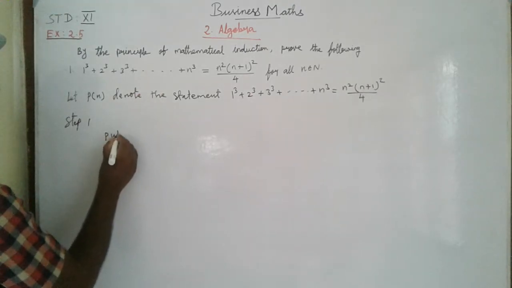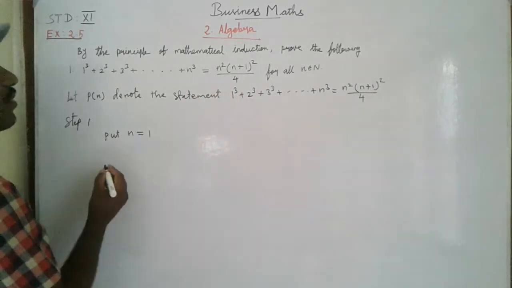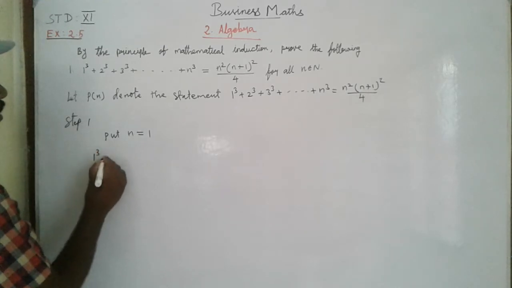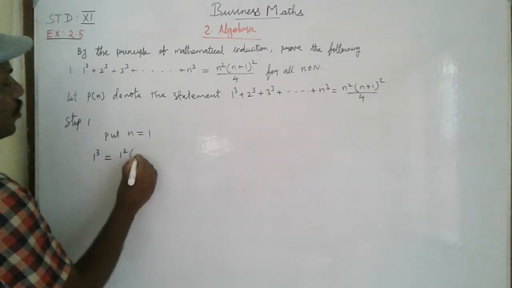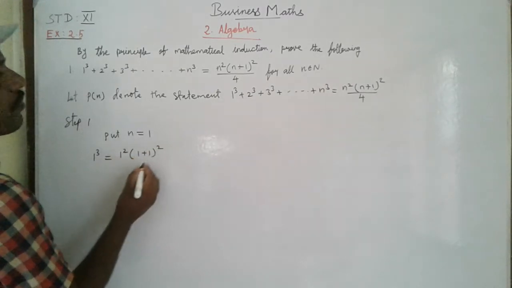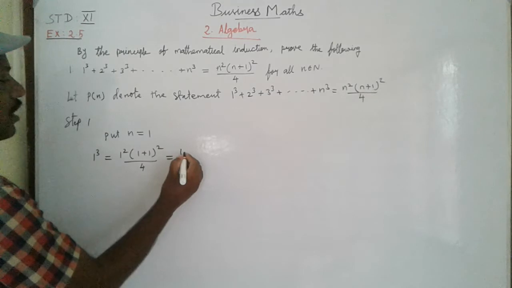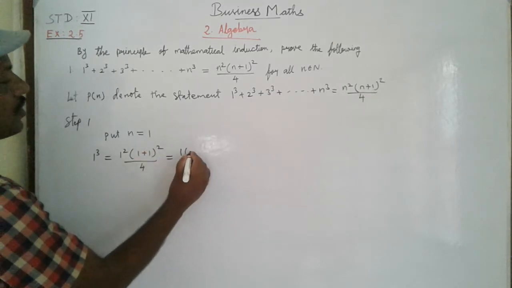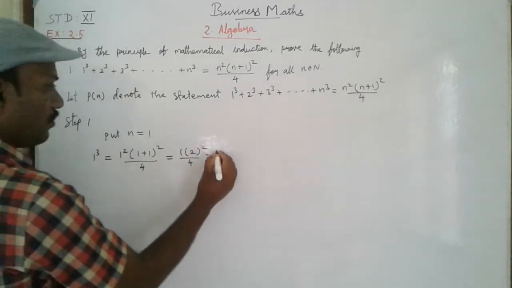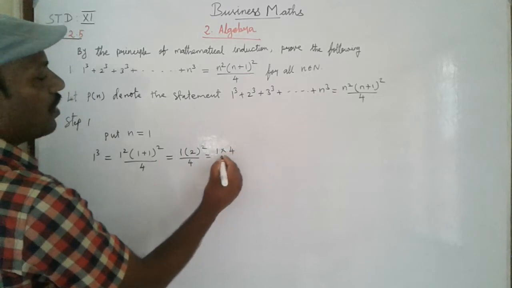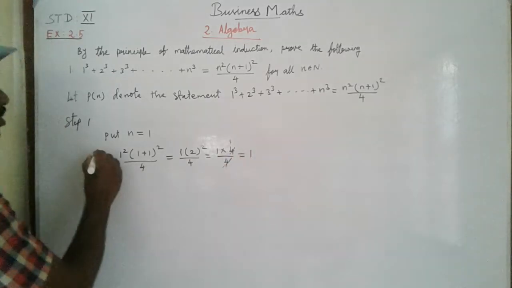Put n equal to 1. N is 1, we should substitute in this equation. 1 cube equals, what is the formula? 1 square into (1 plus 1) whole square divided by 4. That is equal to 1 square is 1, (1 plus 1) whole square is 2 square, divided by 4. 1 into 2 square is 4, divided by 4. Now 4 cancels one time, 1 into 1 is 1. So 1 cube is 1.